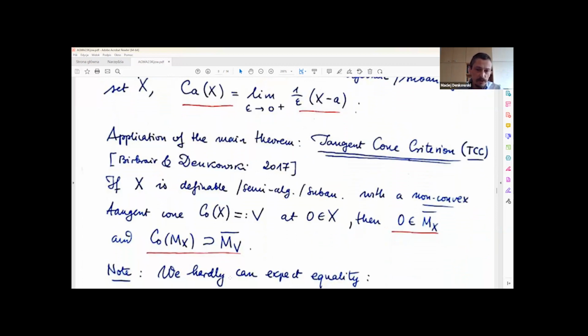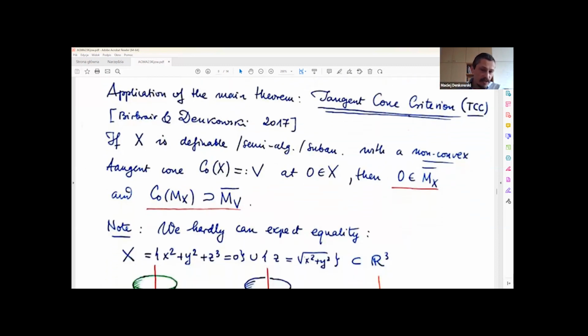Suppose that it passes through the origin. And suppose that the tangent cone at the origin, denoted here by V, is non-convex. So its medial axis is non-empty, right, by the Motzkin result. Then the origin is reached by the medial axis of X, and moreover, the tangent cone to the medial axis at 0 contains the medial axis of the tangent cone, which itself is actually a cone.